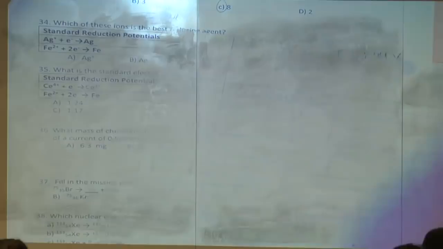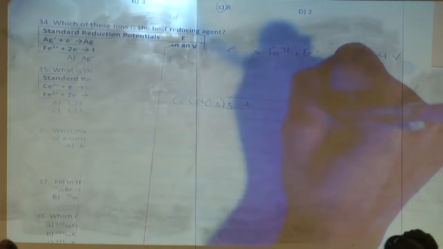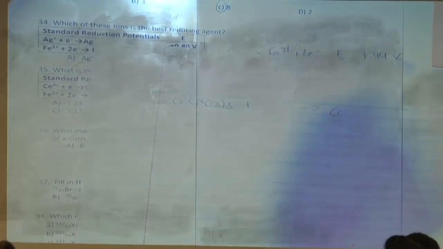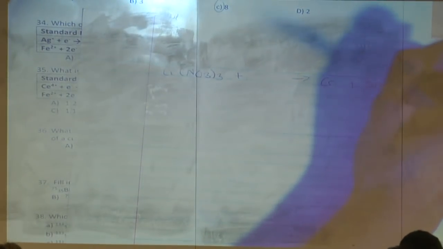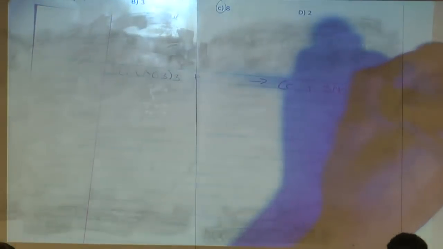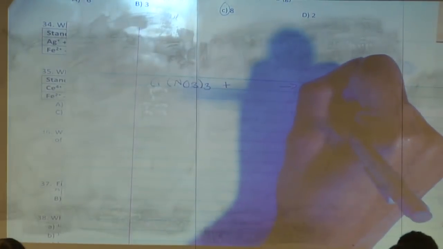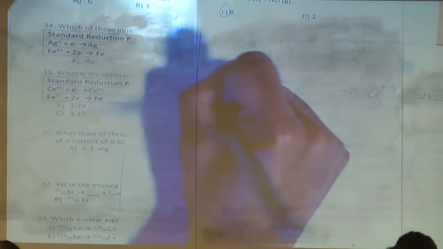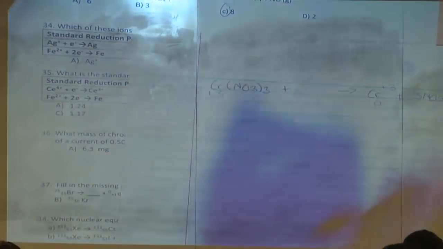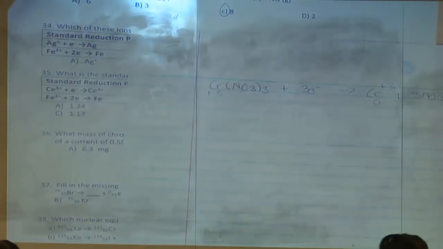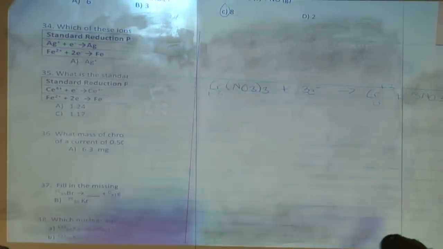So you're going to have chromium nitrate. We don't know how many electrons we're adding yet. When it separates, we get chromium and 3 nitrate. That means the oxidation number of chromium here is 0, and the oxidation number for this one is +3. That means we're adding 3 electrons here. Now we need to know the amount of electrons when we do the stoichiometry of this next.